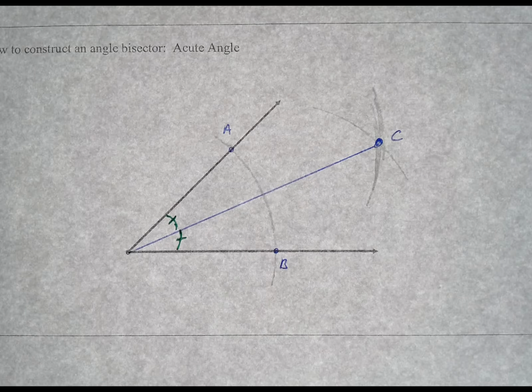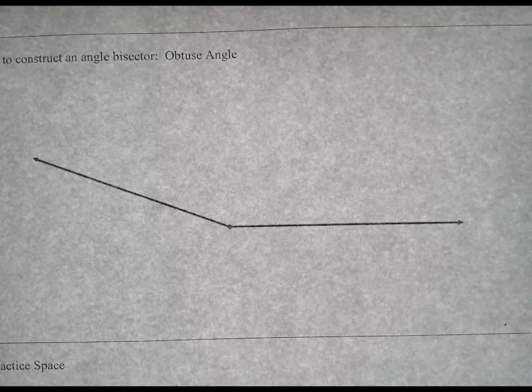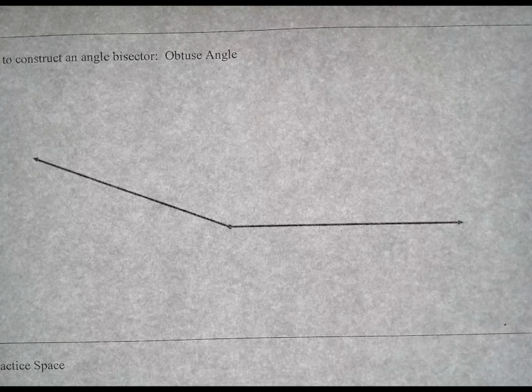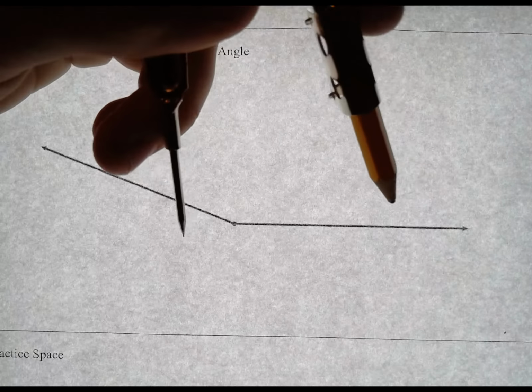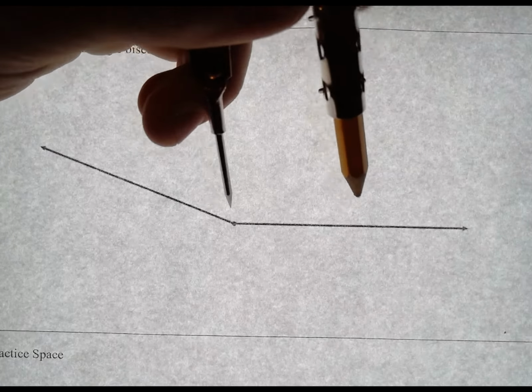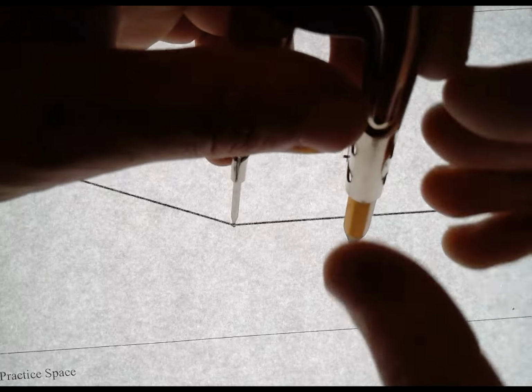The next construction that we're going to see is how to construct an angle bisector for an obtuse angle. It's almost the same as acute, but you can get into some type of error here soon, so you just got to make sure you're careful. First thing, make whatever measurement you want. It's fine to make whatever measurement you want here, and I'll just center it there.